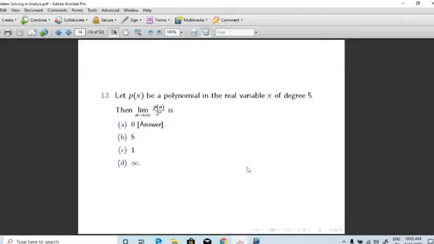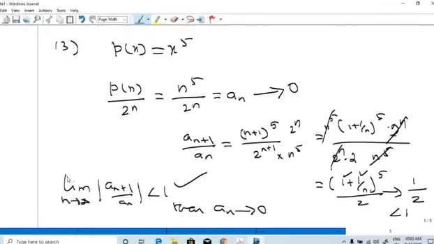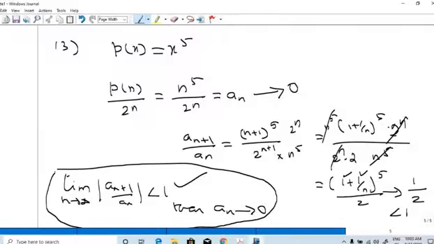So just use the result. This is a very important result. So whenever we have a limit of modulus of a n plus 1 by a n less than 1, then a n converges to 0.